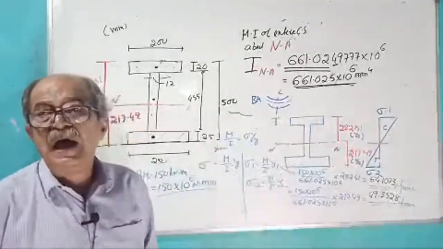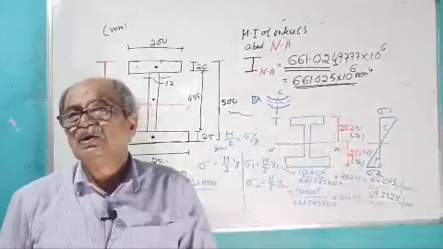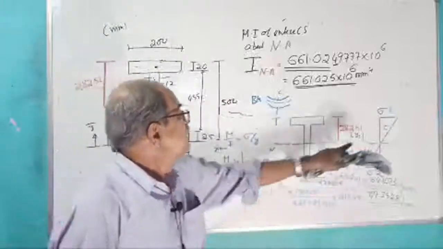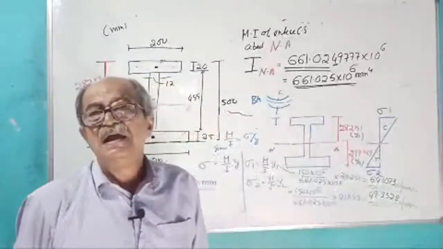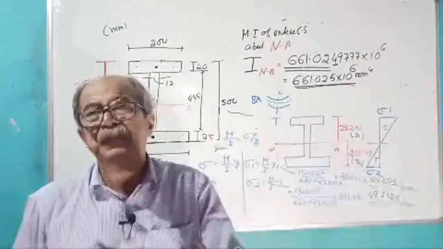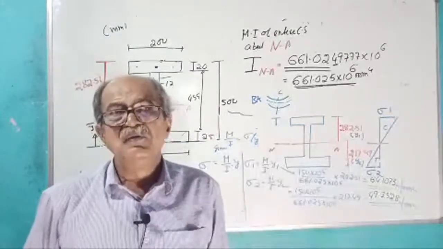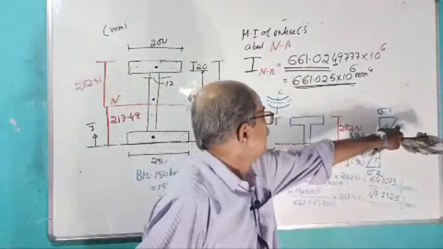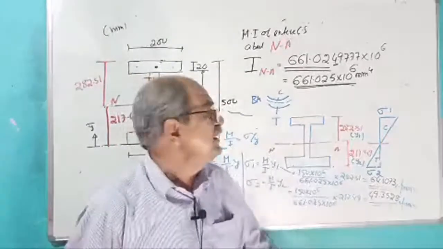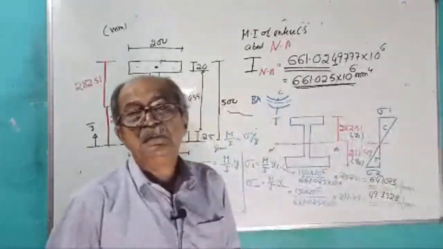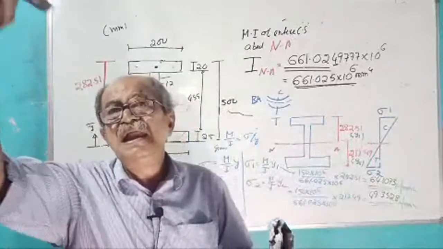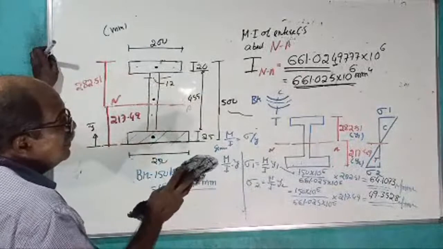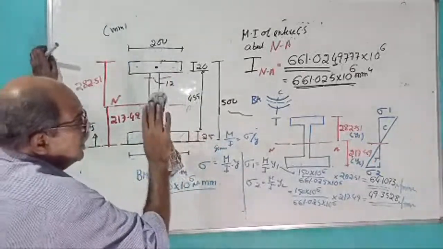Now remember, whenever variation is linear, to draw the diagram we need only extreme values. Intermediate values are not required. Intermediate values are required if the variation is parabolic or of higher power. Linear variation you can find anywhere later by either similar triangles or substitution. When linear variation is there, we need only the extreme fiber. Okay, now remember, we are going into more details.